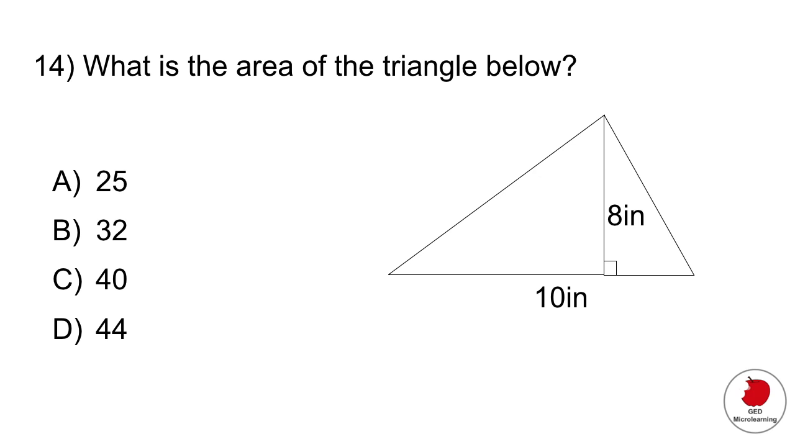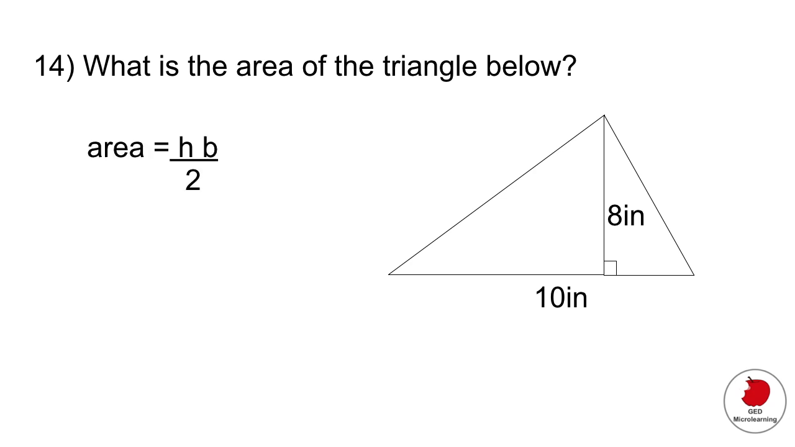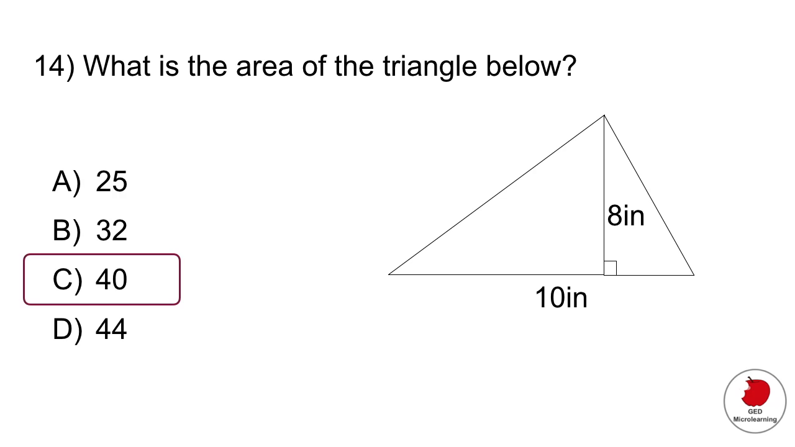All right, so question 14 looks at what the area of a triangle is below, and you can see that they give you the height, and they also give you the base in inches. What you have to recognize or be able to find, because you will have those formulas provided for you, is that this is the formula for the area of a triangle. So all you have to do is plug those numbers in. We have 8 times 10, which would be 80, divided by 2. That gives you an area of 40. Answer C.